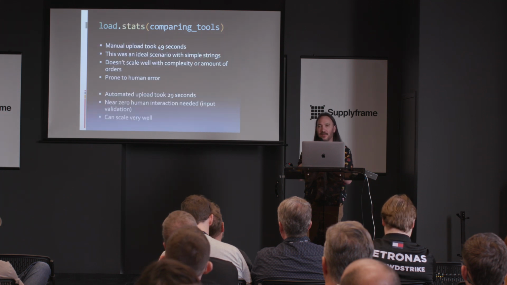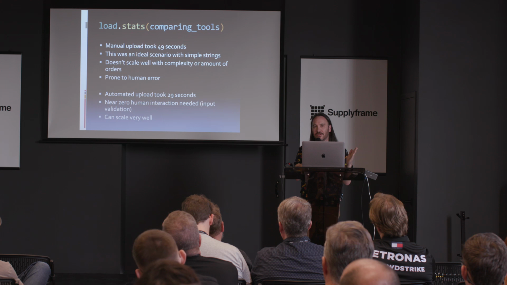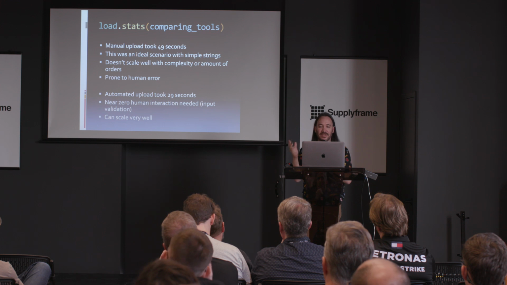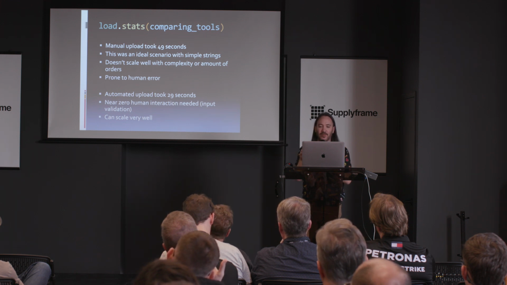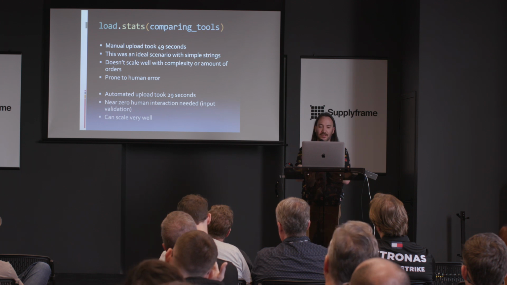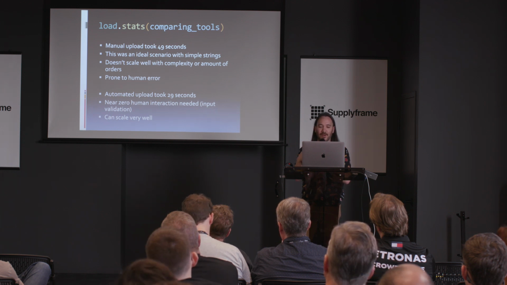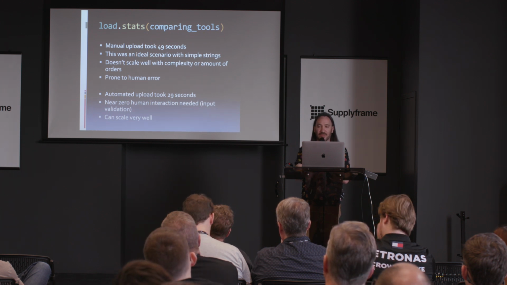Usually it saves me, if I did everything the manual way, when I used to do it, it would take like 10 minutes to complete a custom order, and now it just takes seconds. So again, this was an ideal scenario. The manual way doesn't scale well with complexity. It's prone to human error, but the automated way has very little human action and can scale.